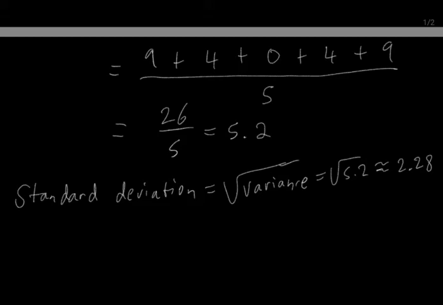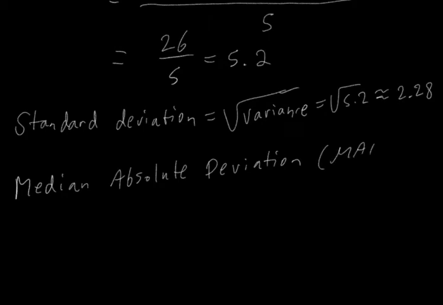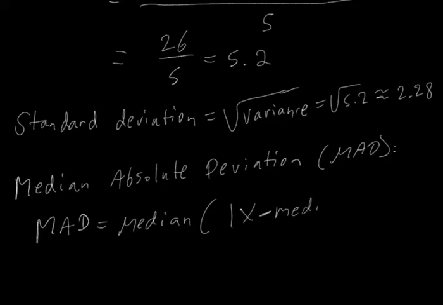To compute the median absolute deviation, or MAD as it's known, we'll follow this equation. MAD is equal to the median of the absolute value of each of the values subtract the median of the values. So I'll show you what this means.